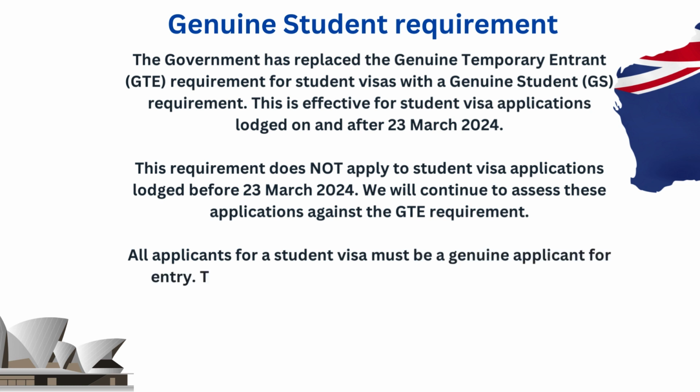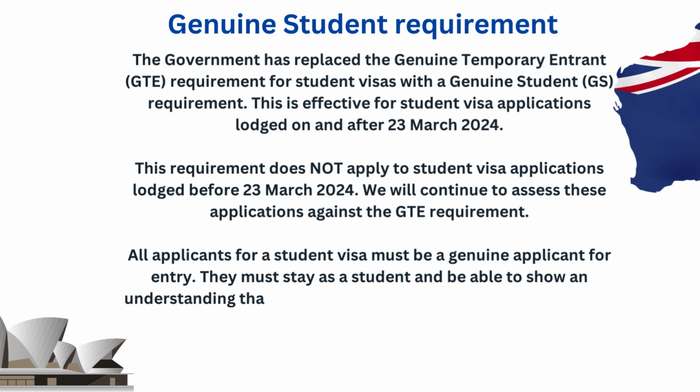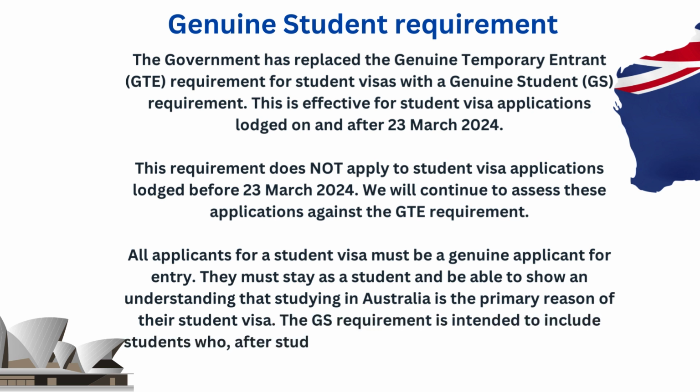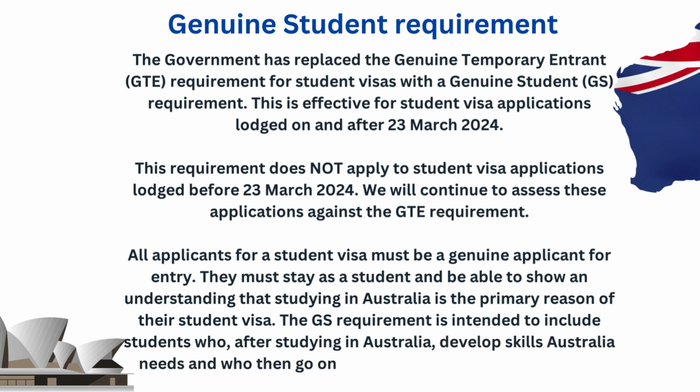All applicants for a student visa must be a genuine applicant for entry. They must stay as a student and be able to show an understanding that studying in Australia is the primary reason of their student visa. The GS requirement is intended to include students who, after studying in Australia, develop skills Australia needs and who then go on to apply for permanent residence.